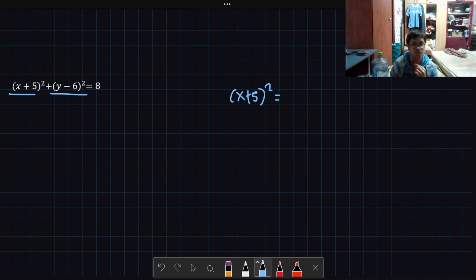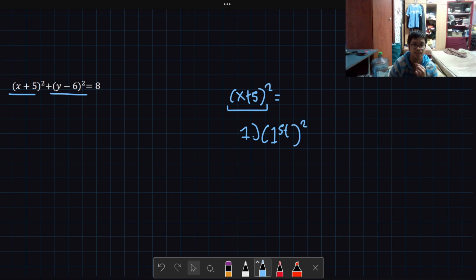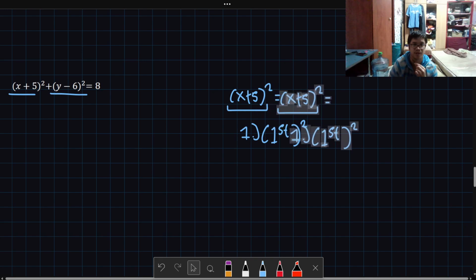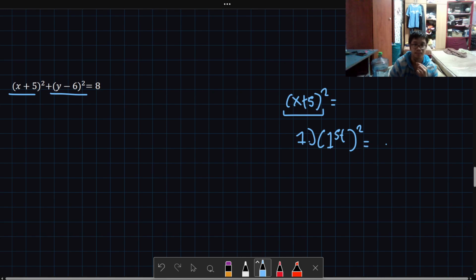This technique is useful if you have a squared binomial. This is an example of a squared binomial: you have two terms inside the parentheses and then there's a square. Here are the steps. First step is you square the first term. Let me put this on the right side here so that we can have space. The first term is the one on the left side of the parentheses. So you square x, and you have x squared.